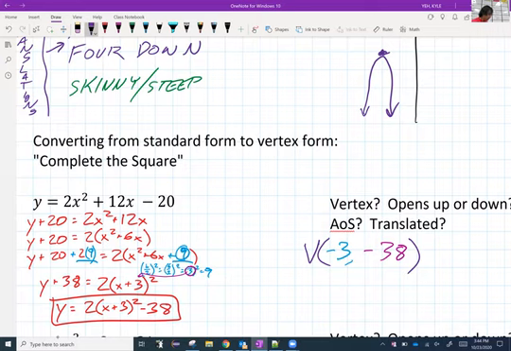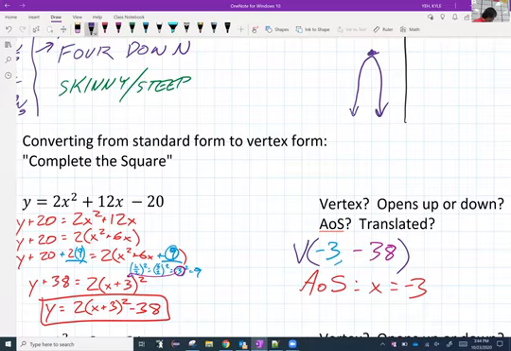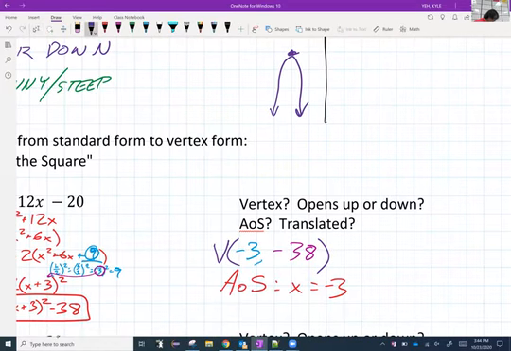I now know where the vertex is. I also know that the axis of symmetry is x equals negative 3 because it's always whatever vertical line goes through the vertex. Vertex was at negative 3, so that's where the axis of symmetry is. Does this open up or down? Well, a is positive. We have positive x squareds. We know this opens up.